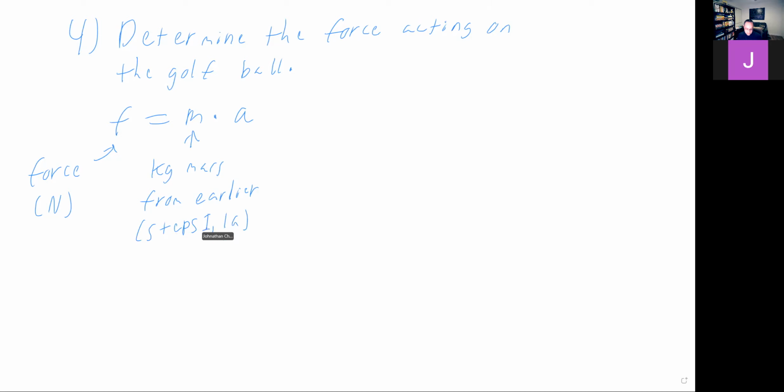All right, so we've already determined this kilogram mass and this acceleration. We determined this acceleration, and this is in meters per second squared. This is from step 3, the last calculation that we just performed. So this acceleration we've just found, and the mass we found in step 1, and so then we'll be ready to calculate our force in newtons. That's how we'll perform that calculation.